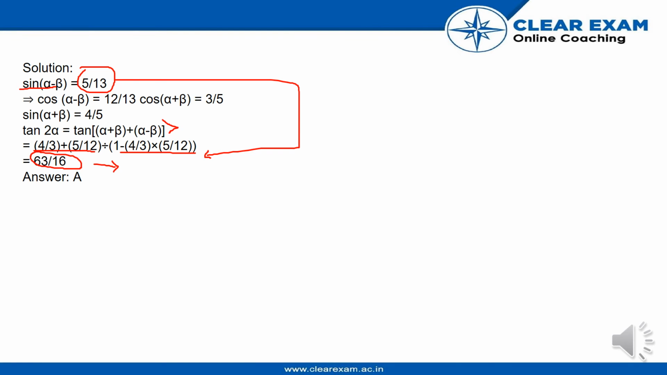We don't need to use this pi by 4 range. That is given just to confuse the students about the question. There is nothing to do with this range in this question, because we have alpha minus beta and alpha plus beta already in these equations.